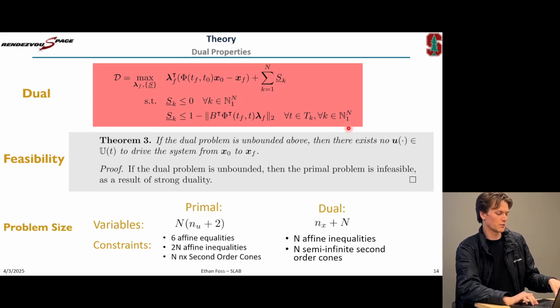And then lastly, we can see that we've drastically reduced the amount of variables that we need to solve for with this dual approach. And we've replaced those variables with less constraints as well, with the caveat that we are solving a problem with semi-infinite second-order cones.